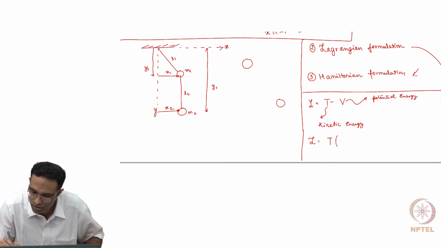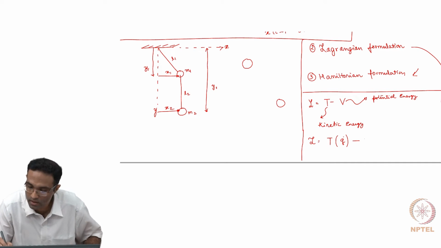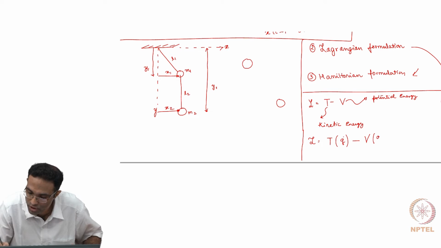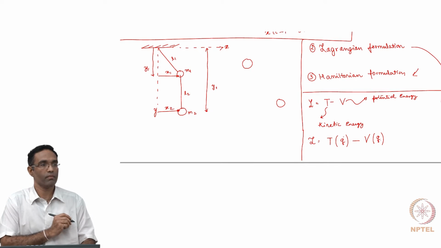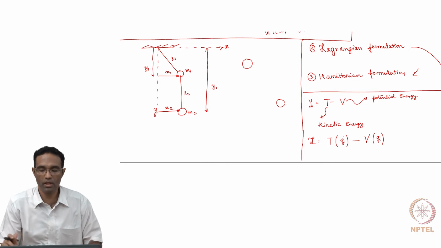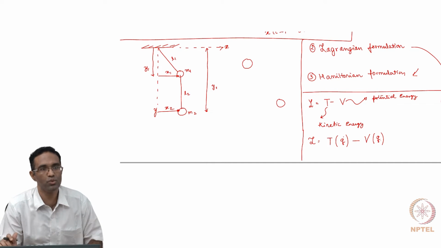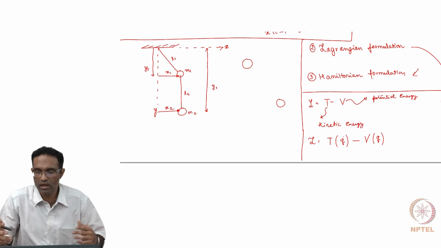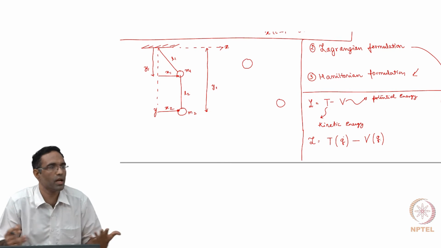is written as a function of the generalized velocities, so it's written as a function of the velocity, and the potential is a function of the position. I'll show you an example of this through the double pendulum to know what exactly these q dots and q mean. They are called generalized. q is basically generalized position.